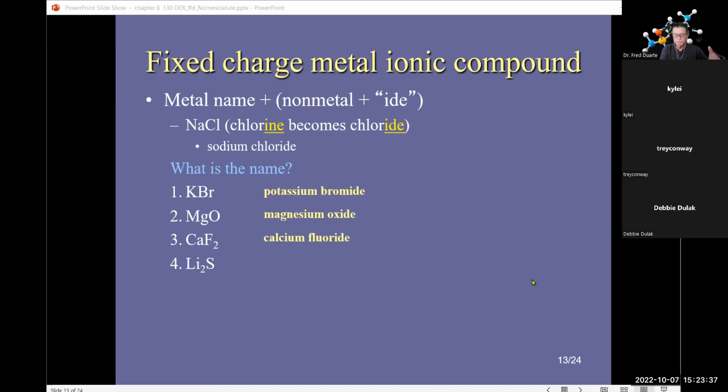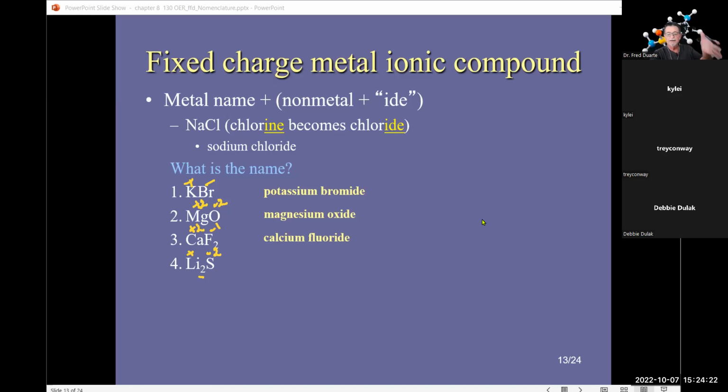Here we got lithium sulfide. So along the way, you might be checking to say, is that the right ratio? Well, we know that potassium is a +1, we know that the bromide is a -1, so that's right as far as the formula. We know that magnesium is a +2 and the oxide is a -2, so that's good. The calcium is a +2, and the fluorides are a -1, but there's 2 of them, so that follows. Sulfides are a -2, and the lithiums are +1 each, but we got 2 of them, so far so good. They're being put together in the correct ratio.